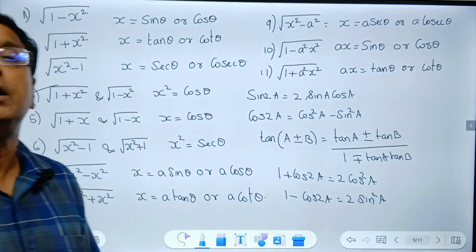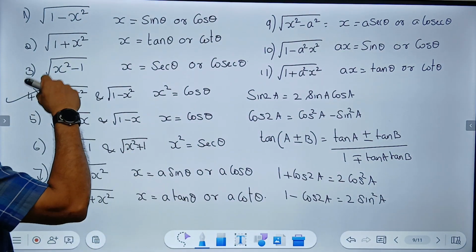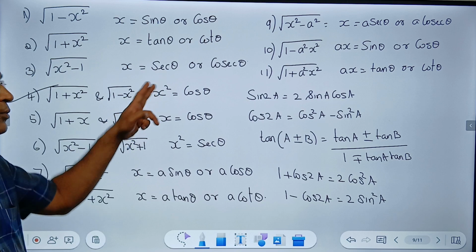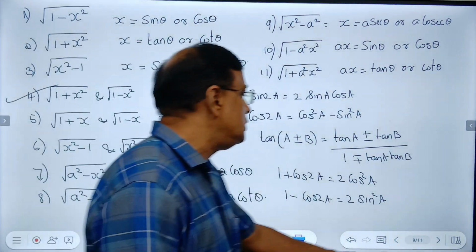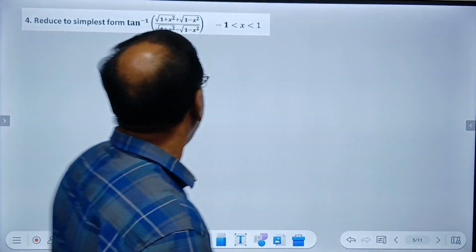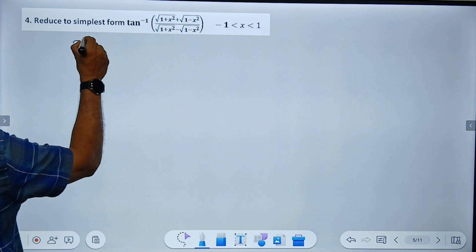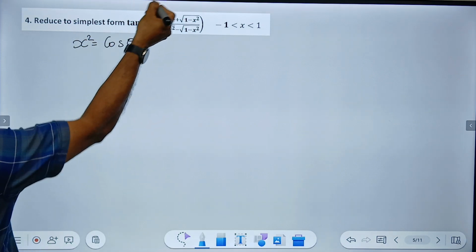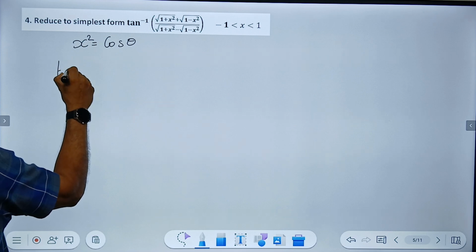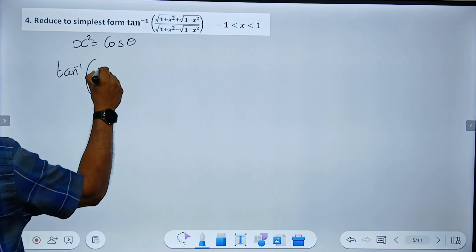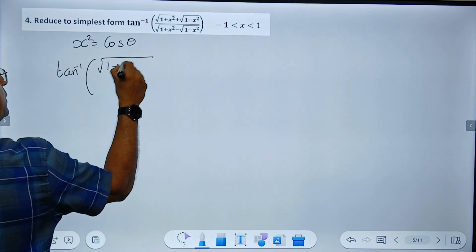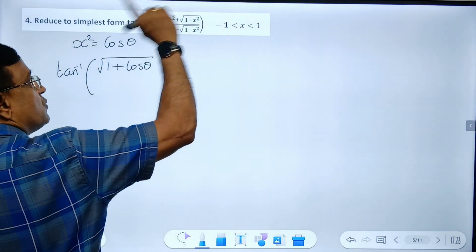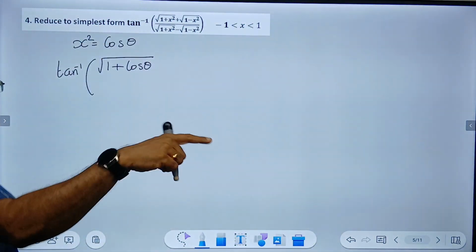You put x square as cos theta. If you put x square as sin theta also, you can do the problem. But I prefer to put x square as cos theta. It will be slightly shorter. Let's see. If I put x square as cos theta, or you can put cos 2 theta, whatever you want. So you get tan inverse of root of 1 plus cos theta. Some people write cos square, it's wrong. You are putting x square as cos theta.